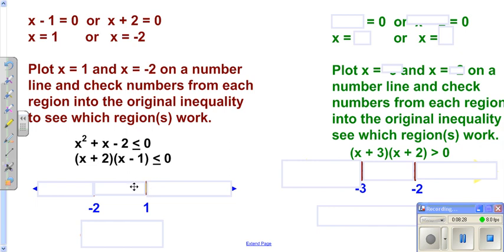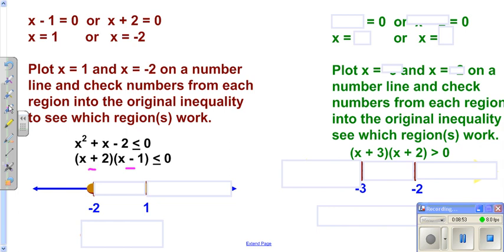So all we want to do is just try a number into that factored form. So let's try a number over here, say -3. -3 plus 2 is a negative. -3 minus 1 is a negative. Is a negative times a negative going to be less than or equal to 0? A negative times a negative is positive, not less than 0. So it does not work over here, so we're not going to shade over there.